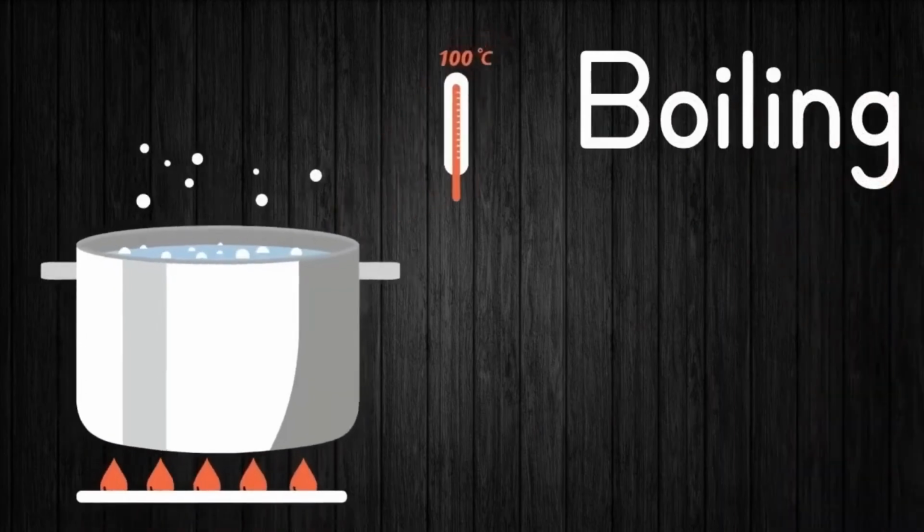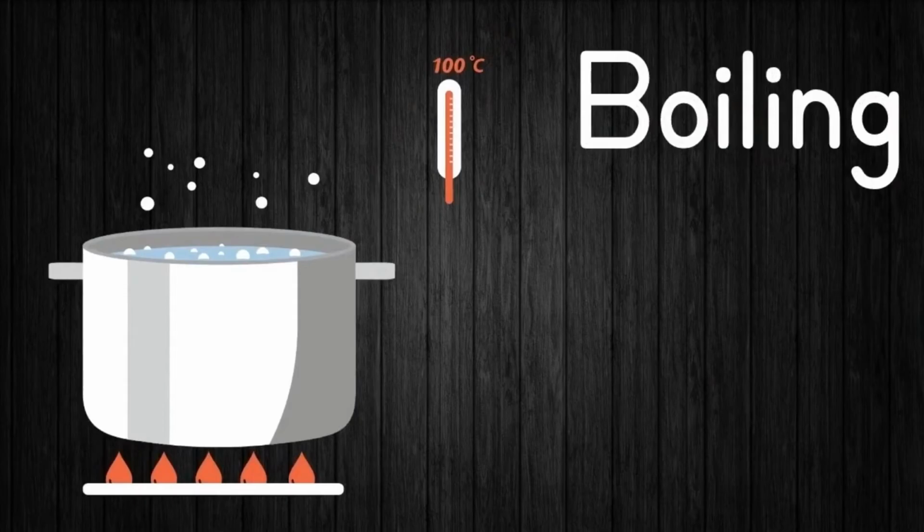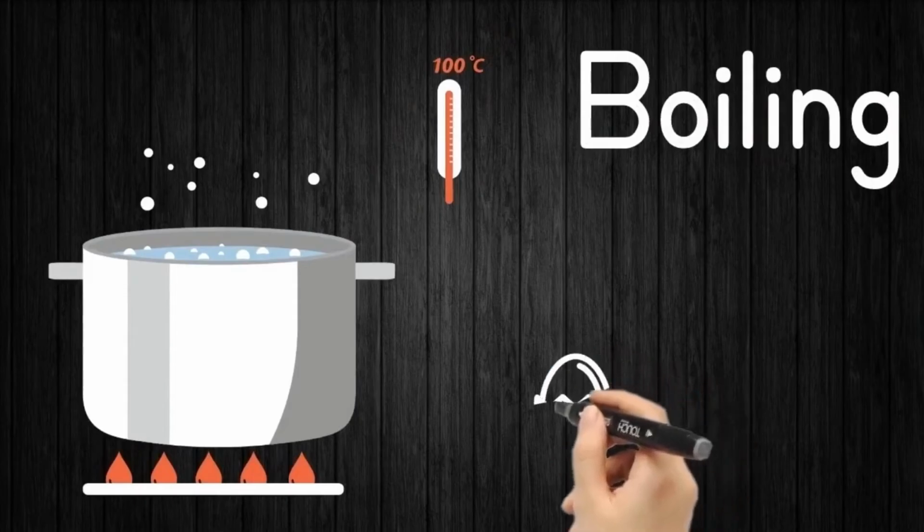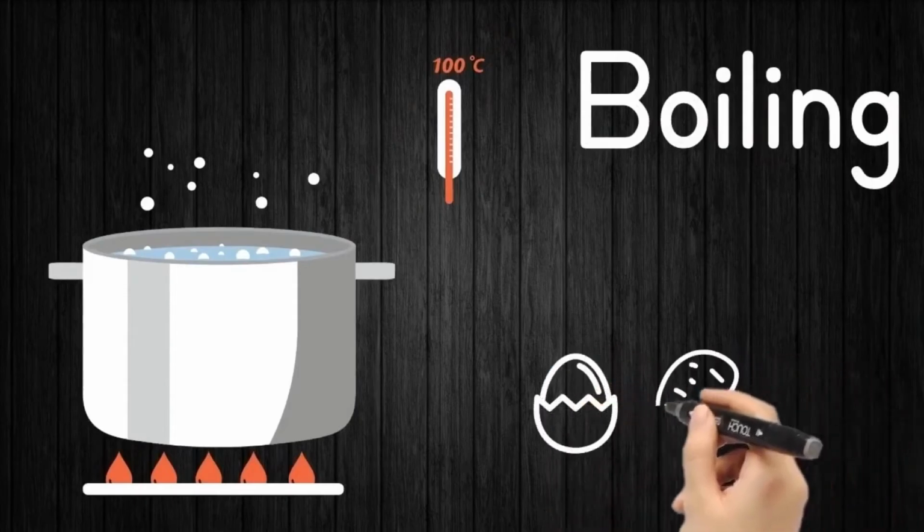Boiling is a wet cooking method where ingredients are cooked in water at 100 degrees Celsius. The most common recipe for boiling is boiled egg or boiled potatoes.